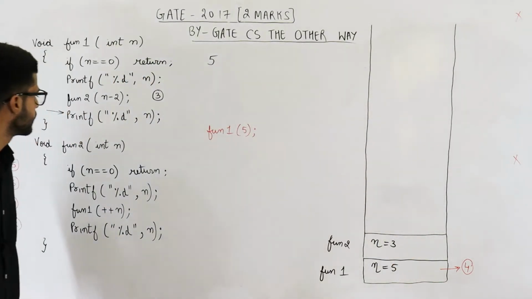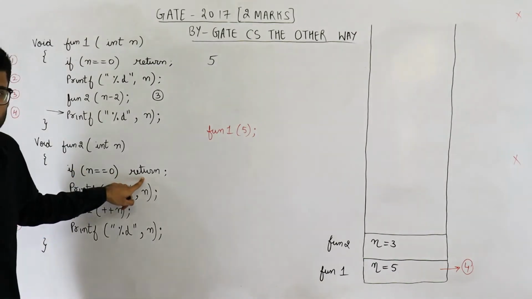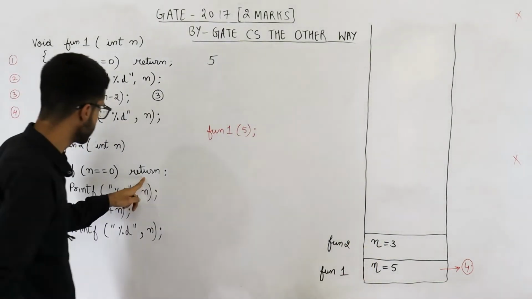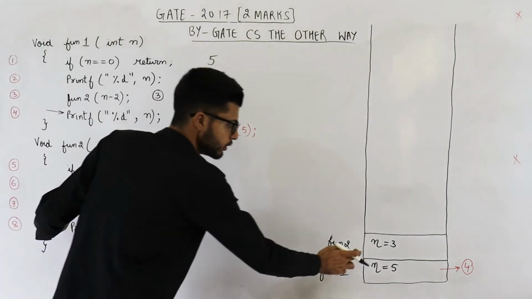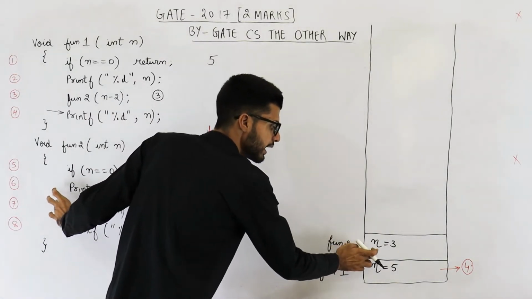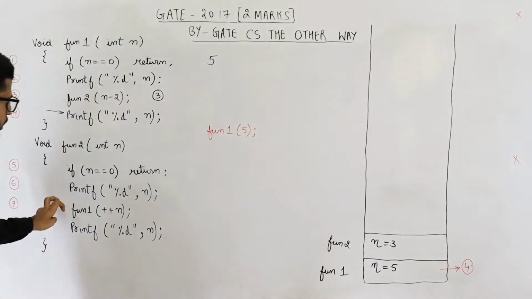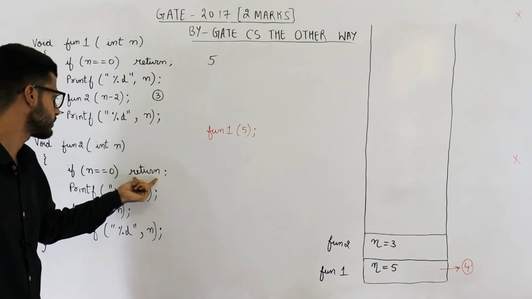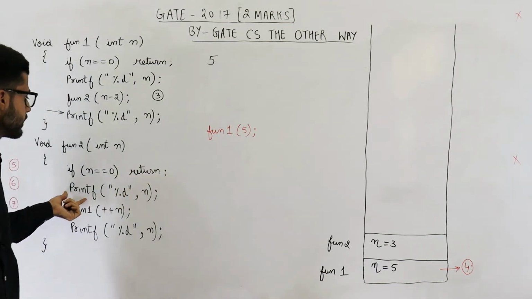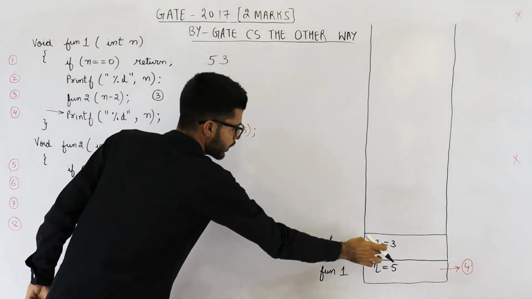Then let's start executing this code line by line. First line says, if n is 0, then return. No, n is 3. Whenever you are writing n inside this function fun2, you just see the value that is present in the activation record of this function. Don't see the other value. So the value of n is 3, that is not 0. That means we will not execute this return statement. Next line is printf of the value of n. So n is 3. Just take this value.